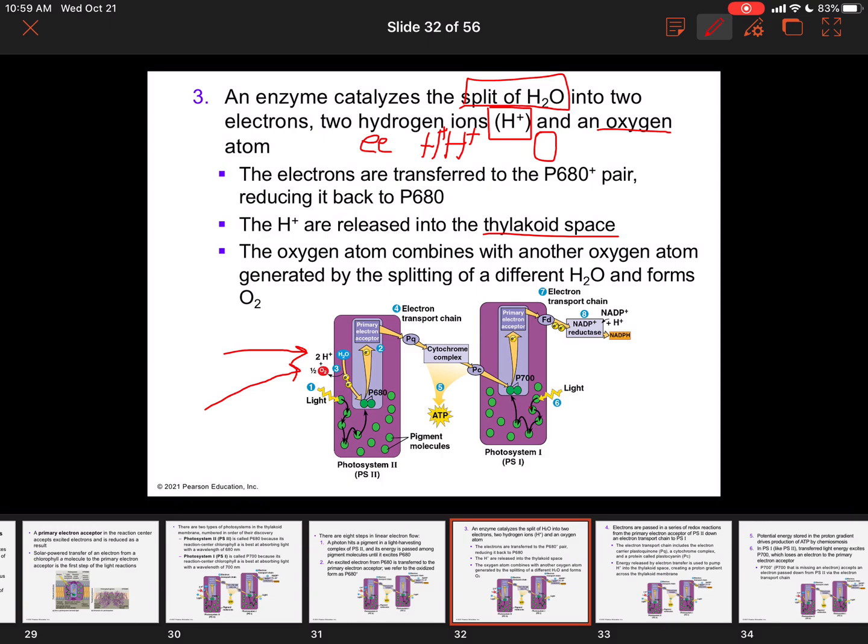thylakoid space. The oxygen will kind of hang around for a bit and then combine with an oxygen from another water molecule that gets split later to form oxygen that will be released. And so here is the oxygen that is leaving from the plant, will eventually leave out of the stomata, okay?